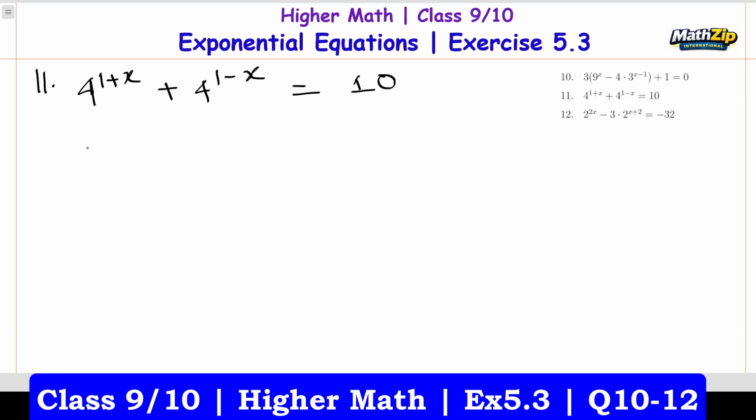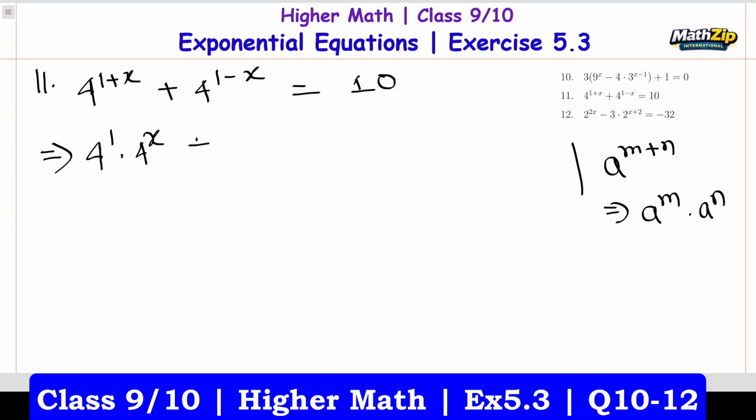So from the beginning we can write, we know if a to the power m plus n, we can write a to the power m times a to the power n. So here is also the same thing, 4 to the power 1 times 4 to the power x plus 4 to the power 1 times 4 to the power minus x equals 10.